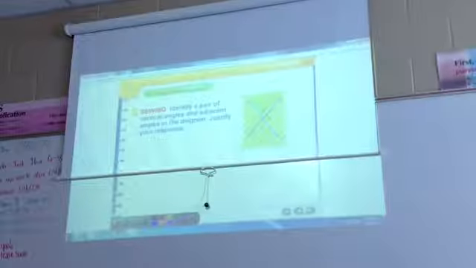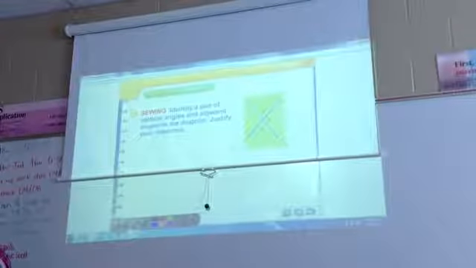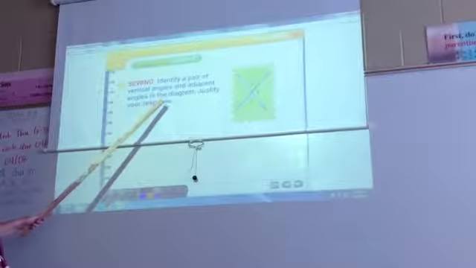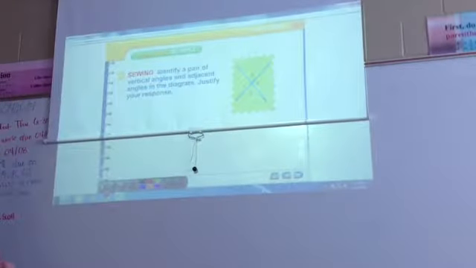Alright students, let's look at a little bit of a real-world example here about vertical angles and adjacent angles. We have a sewing example, and we're asked to identify a pair of vertical angles and adjacent angles in the diagram and to justify your response.